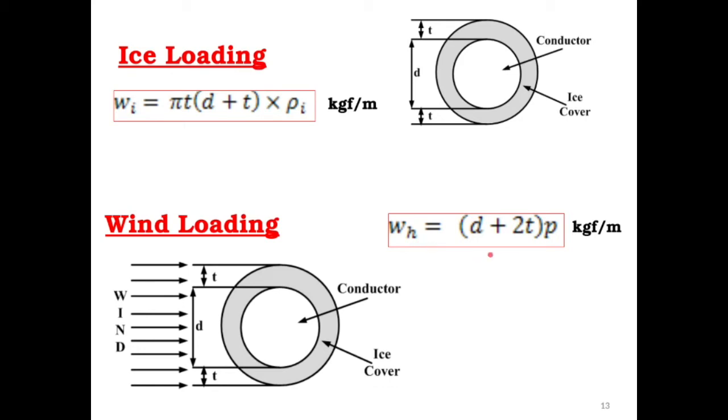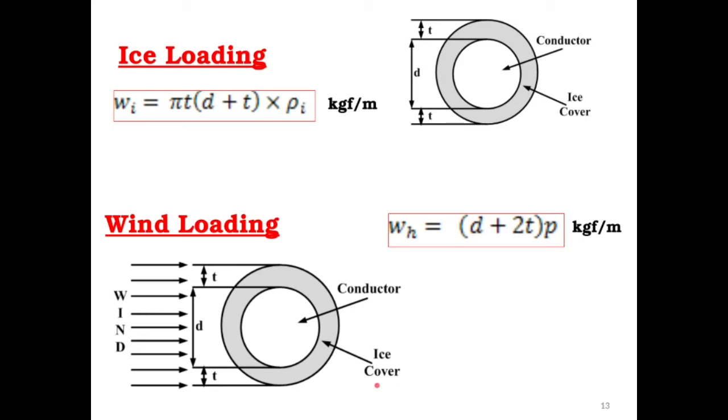So WH is equal to (d plus 2t) times p. Again, d is the diameter of the conductor, t is the thickness of ice covering, and small p is the wind force that is working on the surface of the conductor. This wind loading comes with the unit of kgf per meter, uniformly distributed along the length of the conductor.